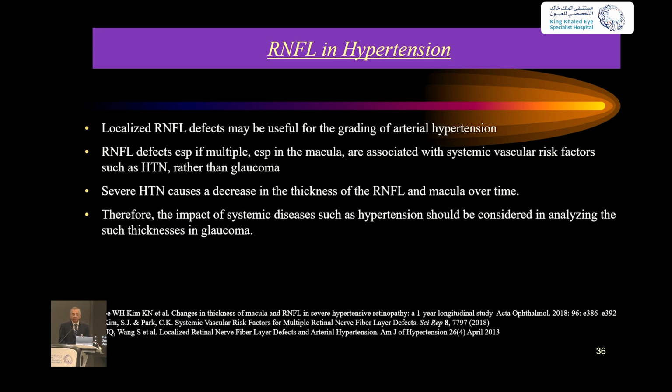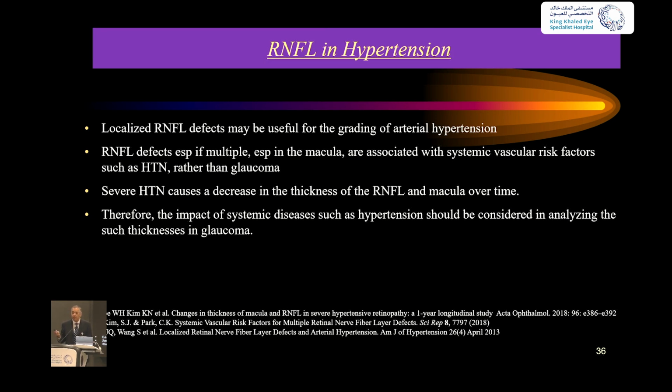Localized nerve fiber layer defects are useful for the grading of arterial hypertension. Especially if these defects are multiple, it is usually associated with systemic risk factors such as hypertension rather than glaucoma. Severe hypertension causes loss of the thickness of the nerve fiber layer and the macula over time. This is all in the hypertension literature. It's hardly in ophthalmic literature. They are wanting to monitor those diseases using OCT. The OCT measurement of the same areas that we look at for glaucoma, nerve fiber layer and ganglion cell thickness.